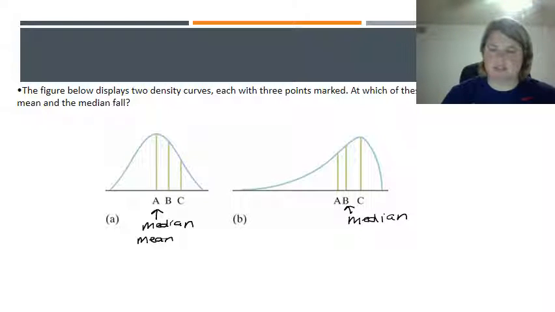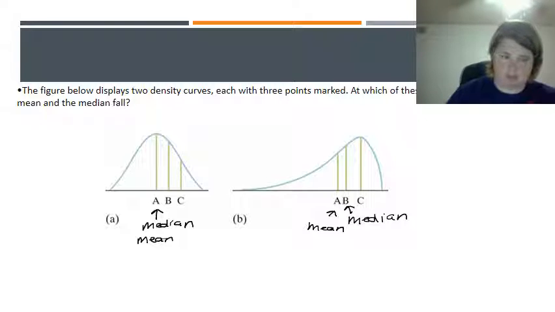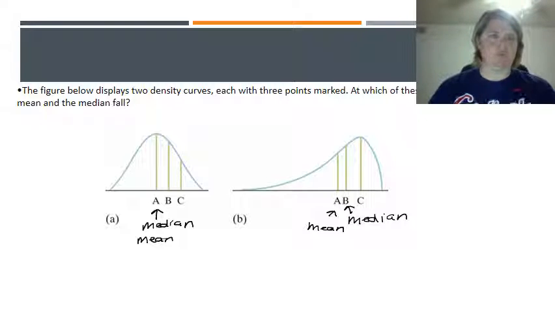And because this data is skewed to the left, the mean gets pulled towards the skewness. So A is the mean. I know we've gone over that many times, but that's because it's really important.